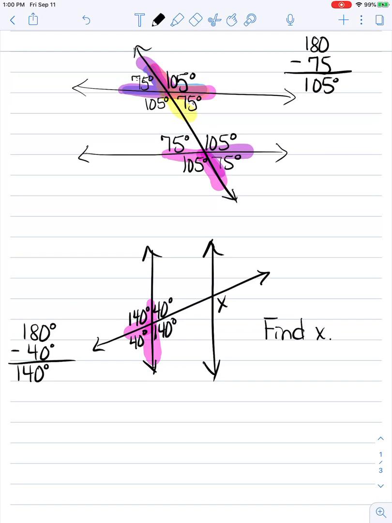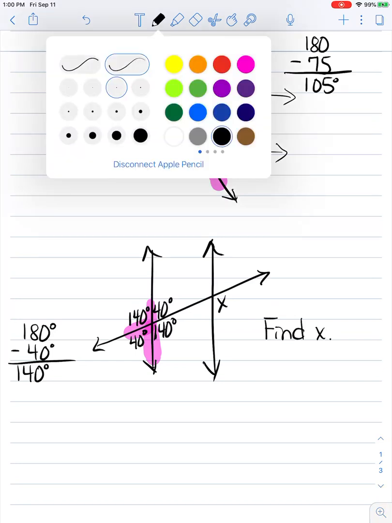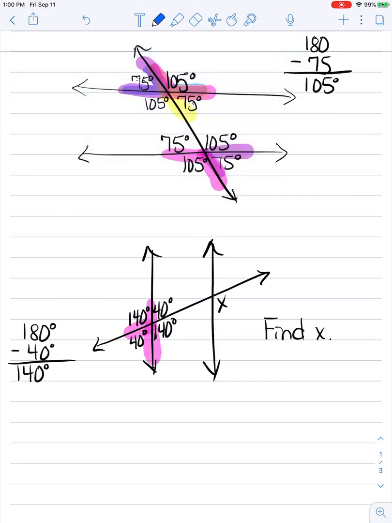So now, let me change colors here. Because of corresponding angles, I can move all this stuff over. So I've got 140, 40. Guess what X equals? 140, 40. And again, I can use all of my relationships to test those, but I can see now that X equals 140 degrees.